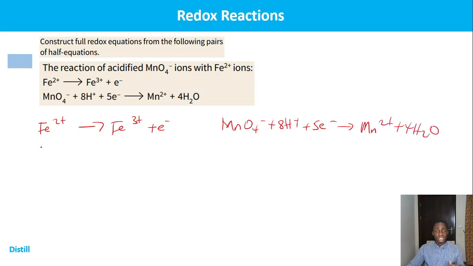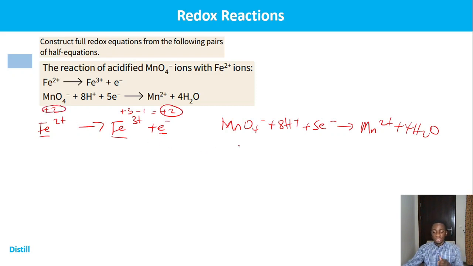The next question, let us write the two half equations out. Check if they have the same number of atoms on both sides. So we have 1 atom of iron here and we have 1 atom of iron here. That is balanced. What about in terms of the charges? We have a +2 here and we have a +3 here, and this is a -1, so the total charge is +2. So we have equal number of charges on both sides.